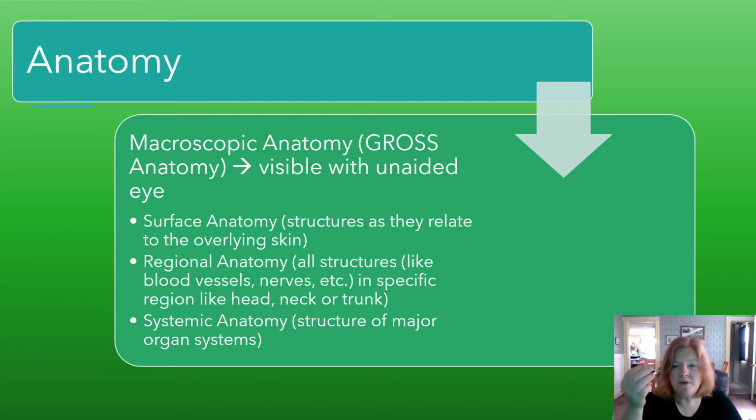Okay? And there are three main categories within macroscopic anatomy. We have surface anatomy, so that's just describing structures as they relate to the overlying skin. So what you can see about those structures just looking at the skin. We have regional anatomy, which would be all the structures, like all the blood vessels, all the nerves, the skin, the glands, the teeth, if we're talking about the head. Okay, so in a specific body region, so the head, the neck, the trunk, the arm, okay, something like that. And then systemic anatomy is relating to the parts of a body system, so the heart and blood vessels as an example.